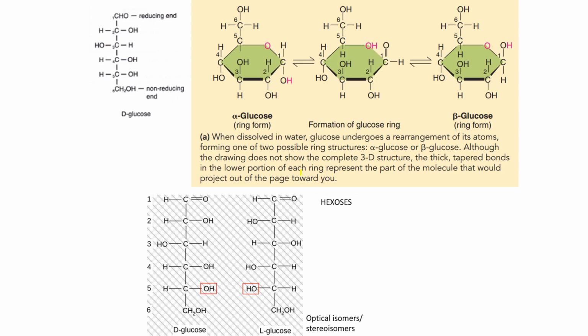Now apparently an alpha glucose has the OH functional group on carbon number 1 under the plane. This is the plane. It's under the plane. For beta glucose, the location of the OH functional group on carbon number 1 is above the plane. So whenever you see a sugar, to be more specific glucose, that has the OH functional group at carbon number 1 above the plane, that would be a beta glucose.